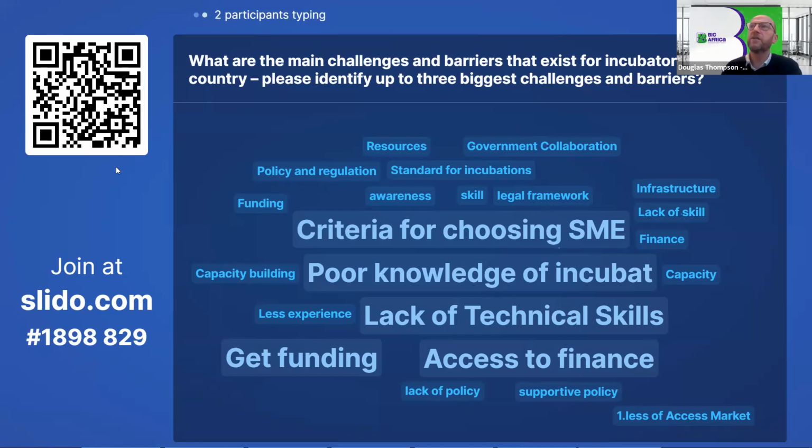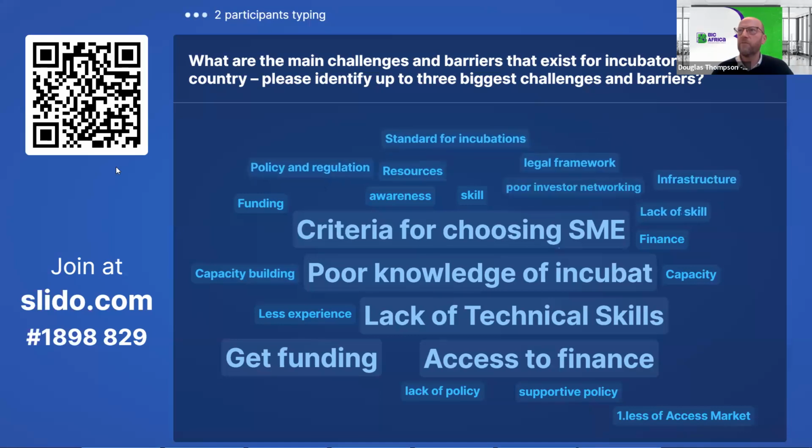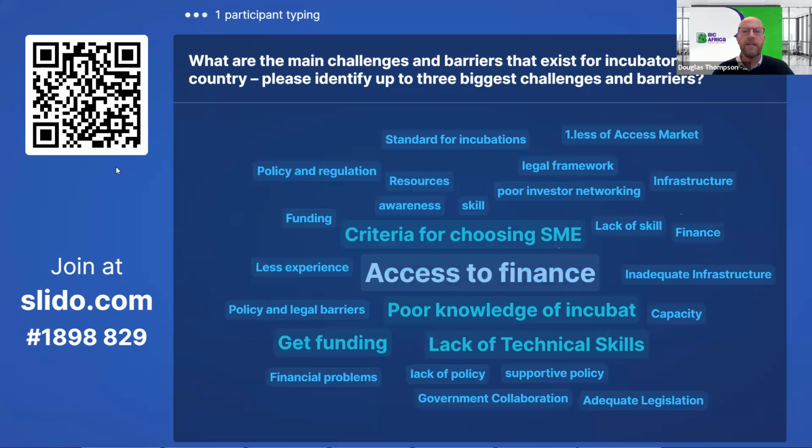Criteria for choosing SMEs has really come up a number of times, and it's very interesting how to identify those organizations that, A, are going to be incubated, and B, the types of services. Whilst perhaps I'm not the best person to talk about that, we've got some interesting sessions coming up, especially on how to find investment for those SMEs. Funding, both for the incubator and for the incubatees, is important.